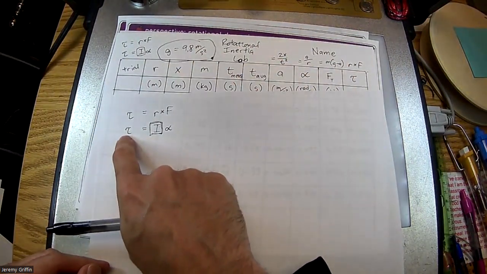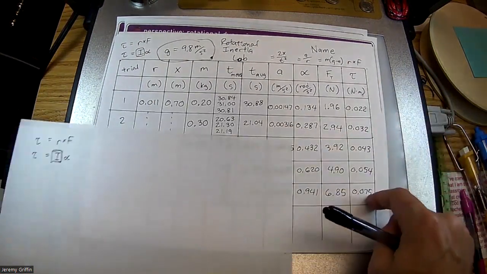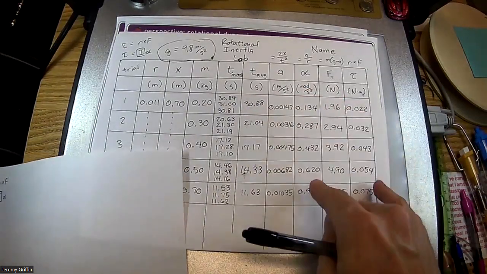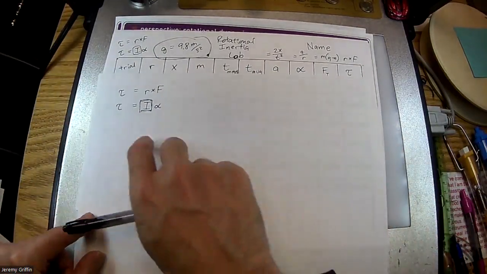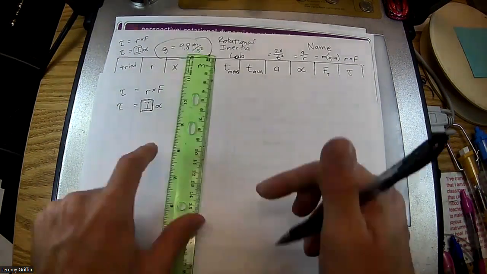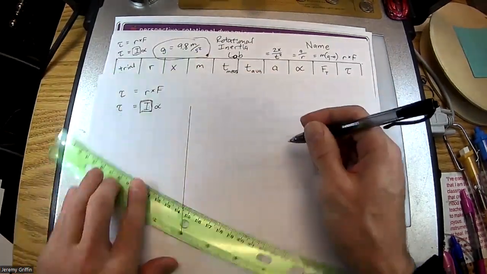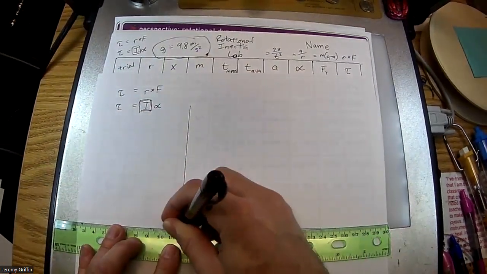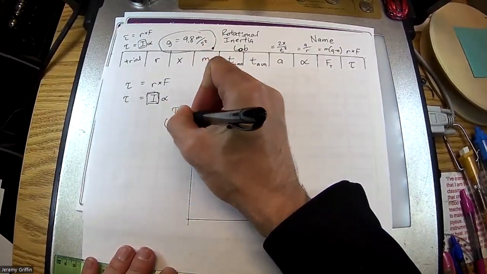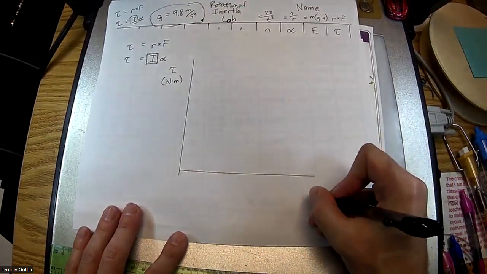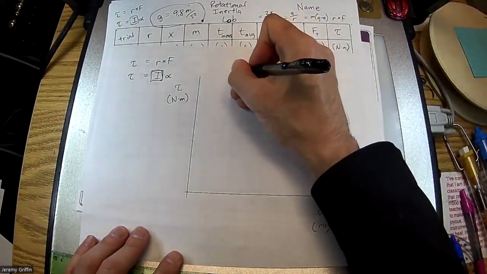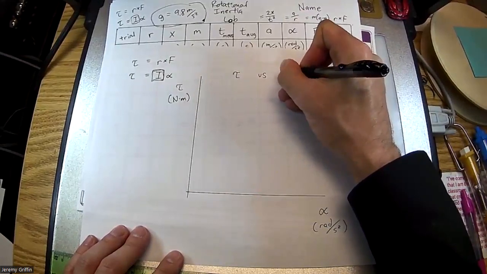And we have 5 different torque values. Bam, bam, bam, bam, bam. And we have 5 different angular acceleration values. Bam, bam, bam, bam, bam. They correspond to each other. Oh, this looks a lot like y equals mx. So that's exactly what kind of graph we're going to make. Okay, graph time. Let's make a couple of axes. On the vertical axis, I'm going to put torque in Newton meters. On the horizontal axis, I'm going to put angular acceleration in radians per second squared. So I have torque versus angular acceleration.